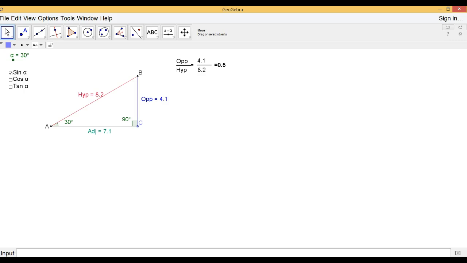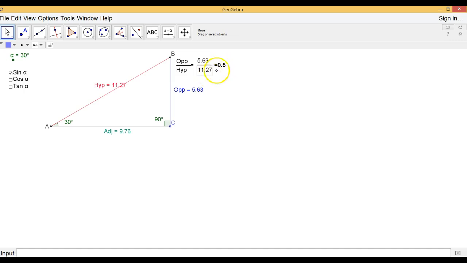So in order to do so, I'm going to bring this little piece of software up here. Now, if you just observe what's going on, I've got a 30-degree angle here, and I've got BC, the opposite side, measured at 4.1, the adjacent side down here at 7.1, and the hypotenuse at 8.2. And what we're looking at is this ratio here, 4.1 divided by 8.2, and as you can see, it's a half. Now, I'm going to change the size of this triangle around, and you can see that these numbers all change, but what doesn't change is 0.5.